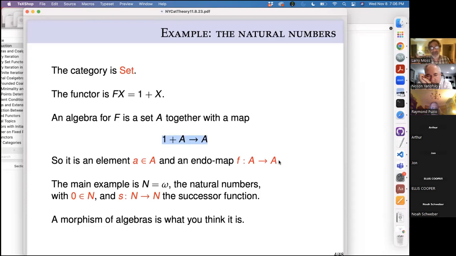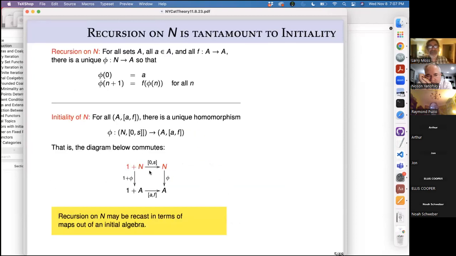So the most natural example is going to be the natural numbers. I take the natural numbers, where 0 is the picked out element, and successor is the endomap. And then initiality is just saying that for every such kind of data, like on the bottom of this square, there's a unique map that makes the diagram commute. And this is called the initiality.